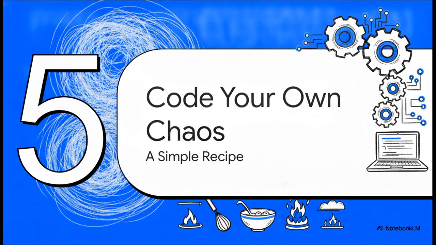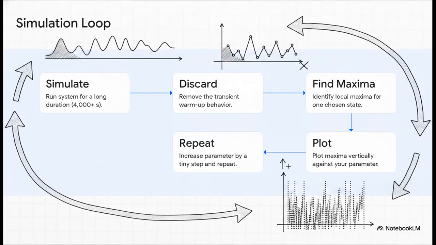All right, Section 5. Code your own chaos. Let's bring it all home, because you definitely don't need a supercomputer to do this. You can absolutely program it yourself. Generating this massive map of chaos is honestly just a simple loop of 5 computational steps. First, simulate your continuous system for a good long duration, say 4,000 seconds or more. Second, discard that transient warm-up behavior we talked about earlier.